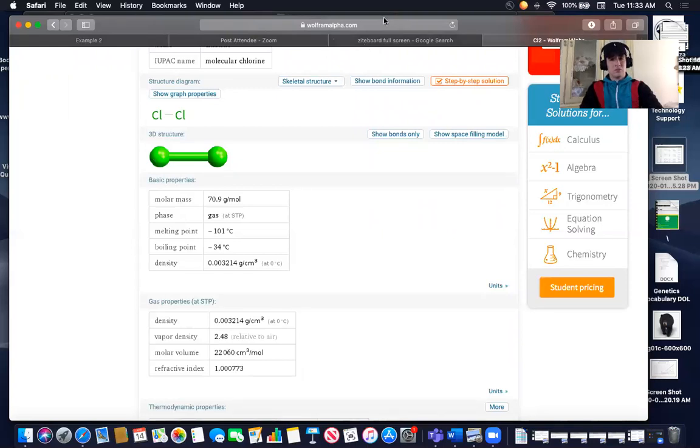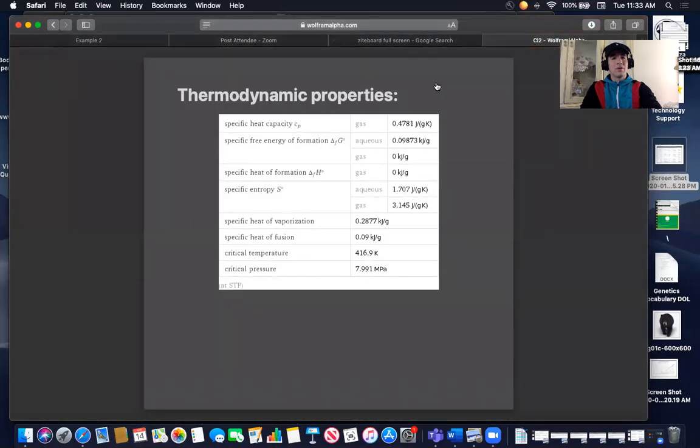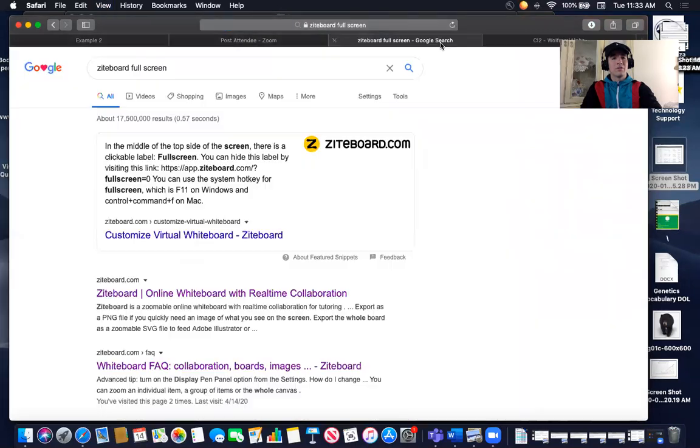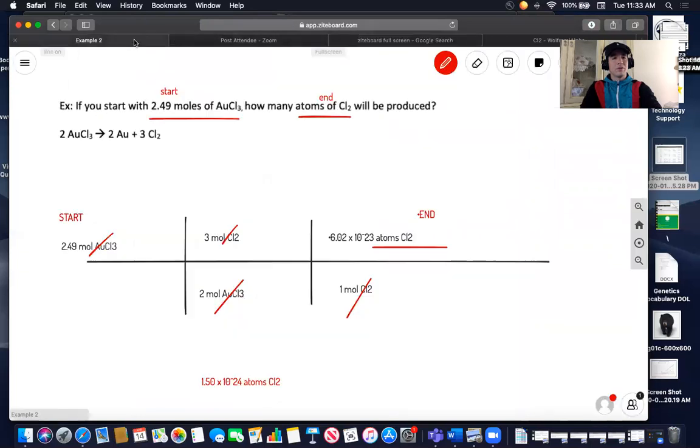How do I stop this? Control Shift R. No, that didn't do it. Control R. No, that didn't do it. Let's see here. Stop share. Pause recording.